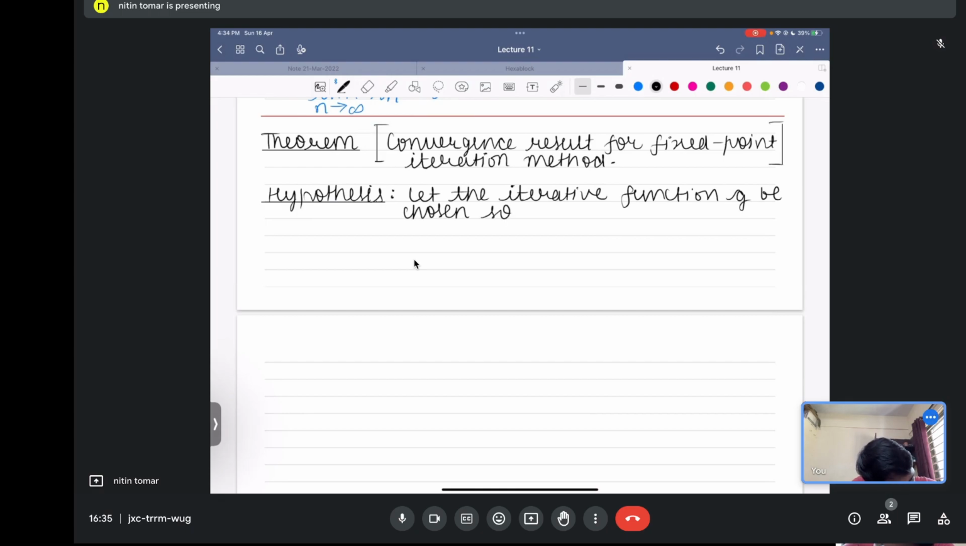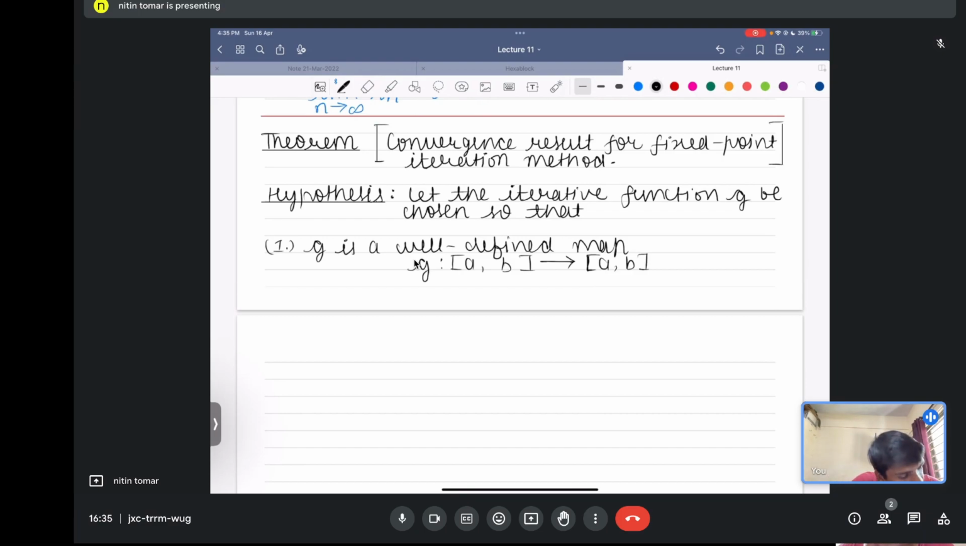Let it be chosen so that number 1, g is a well-defined map from [a, b] to [a, b], which means you have to fix a closed interval such that g is a self map. Second, g belongs to C1 of [a, b], which means a continuously differentiable function.